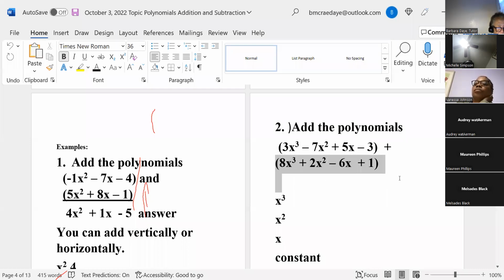Absolutely. Okay, let's just underline this. And okay, I want everybody to do that, then I'll call out for the answer.